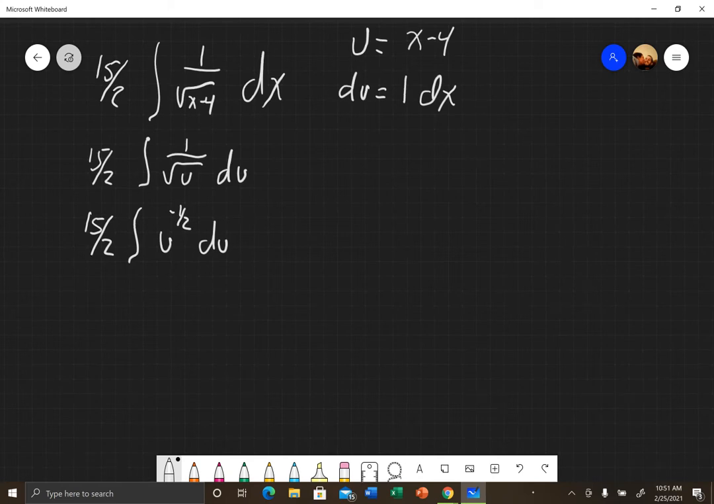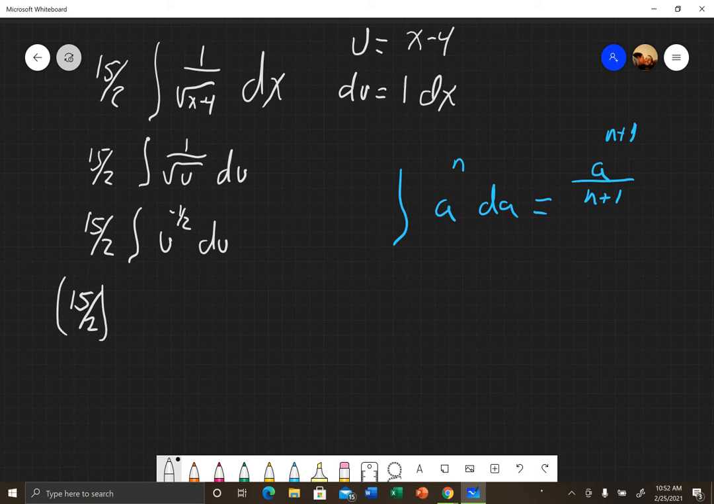Now remember, when we have a situation where we're taking an integral of, let's say, a to the n dA, this is the same as a to the n plus 1 over n plus 1. Okay, so remember that that's going to come in handy here when we're doing this integration. And so what we've got here is 15 over 2. I don't want to forget that. And I've got u to the negative 1/2 plus 1 over negative 1/2 plus 1.